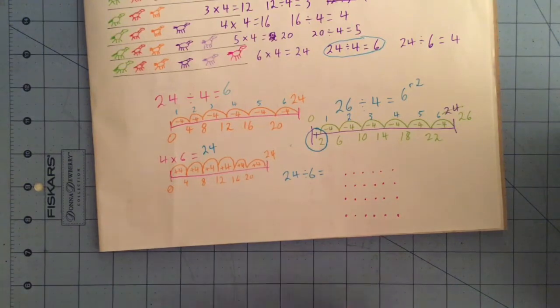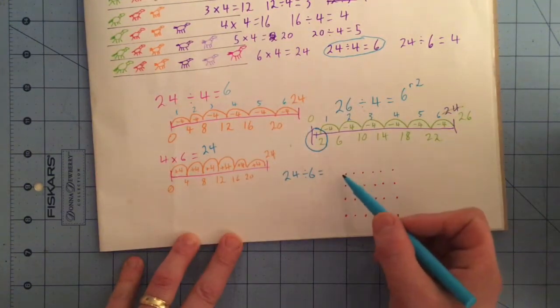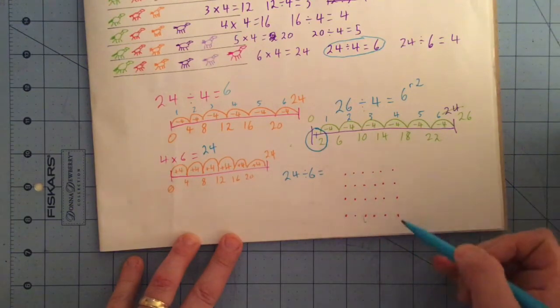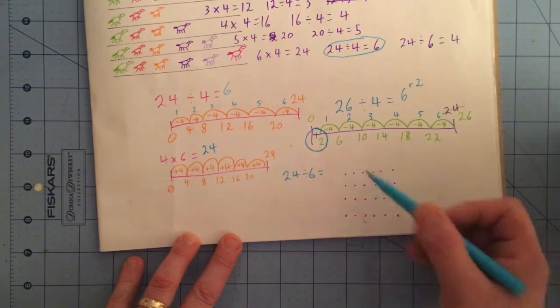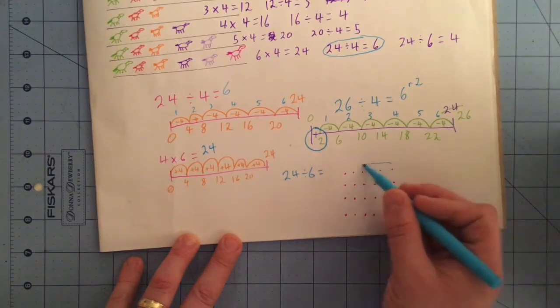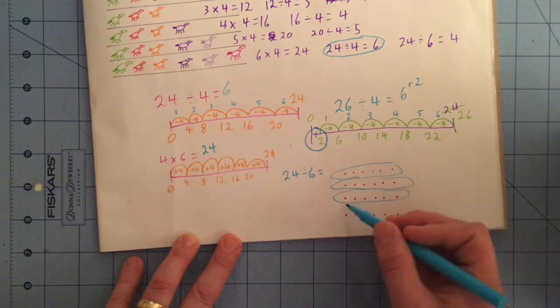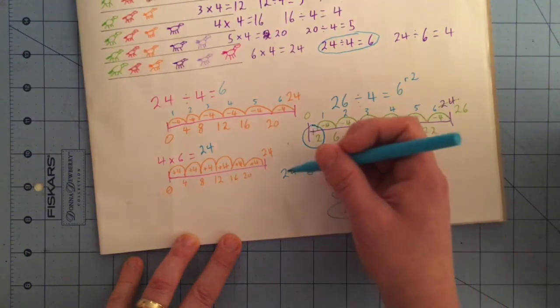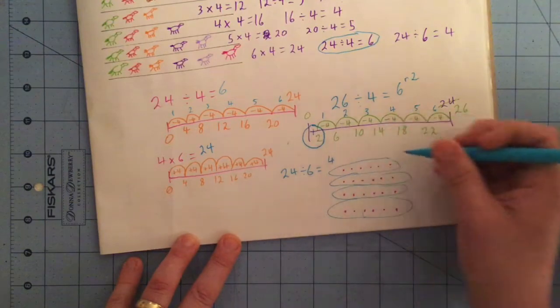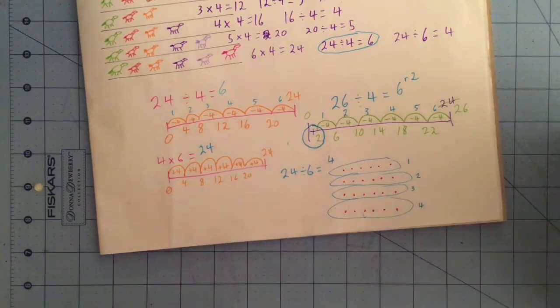I know that my answer is going to be 4, and look, I can count it. I did columns, right? I did 6 columns, 1, 2, 3, 4, 5, 6. Columns go up and down. What I'm going to count is my rows. I have 1 row, 2 rows, 3 rows, and 4 rows. So 24 divided by 6 is 4, because I got 1 row, 2 rows, 3 rows, and 4 rows.